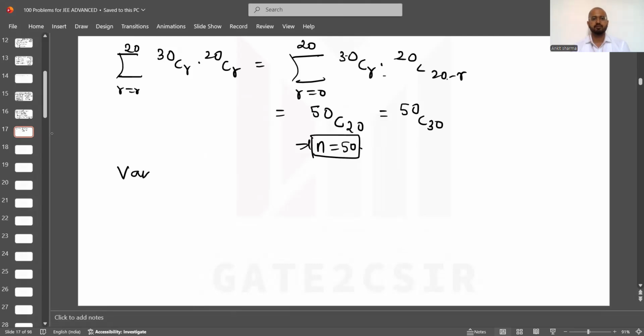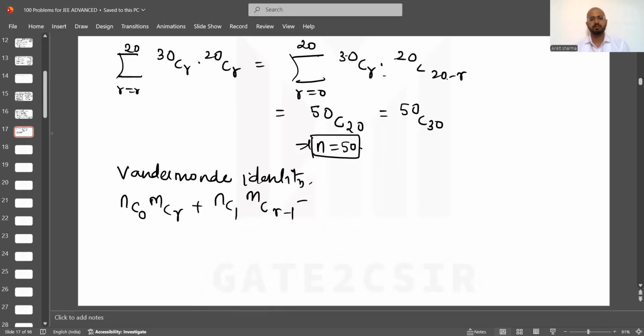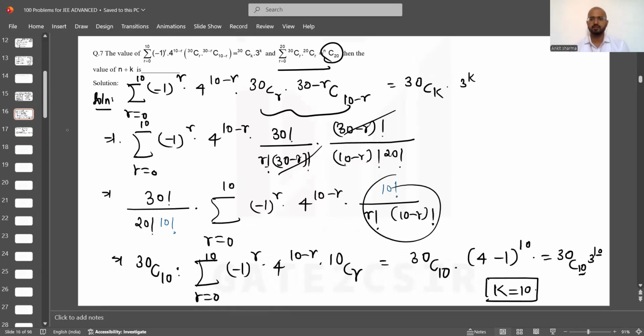The identity which I have used is the Vandermonde identity. You might know it by a different name. It says nC0 mCr plus nC1 mC(r minus 1) plus nC2 mC(r minus 2), and so on up to nCr mC0 is equal to (m plus n)Cr. This I have used here. So I have n equal to 50 and k equal to 10, so the answer would be 60. Let us see the next problem.